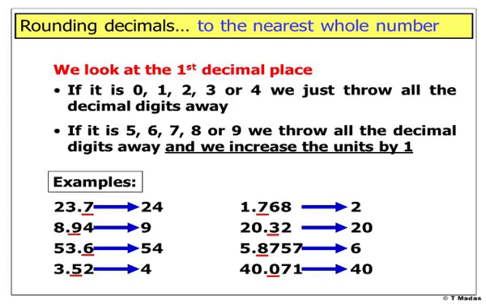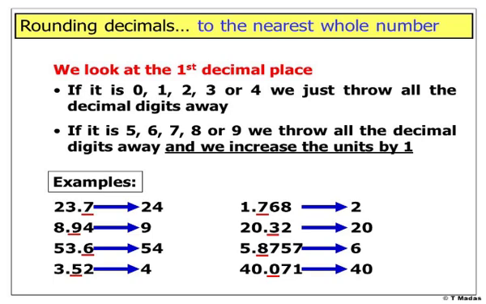Round decimals to the nearest whole number. When we round to the nearest whole number, first we look at the decimal place number. If the decimal place number is 0, 1, 2, 3 or 4, we just throw all the decimal digits away. If the decimal place number is 5, 6, 7, 8 or 9, we throw all the decimal digits away and we increase the units by 1.